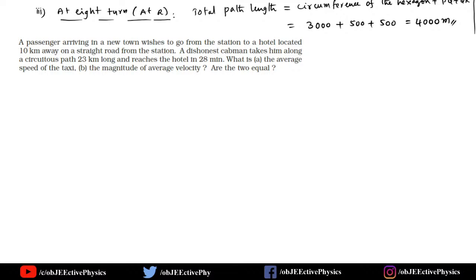A passenger arriving in a new town wishes to go from the station to a hotel located 10 kilometers away on a straight road from the station. A dishonest cabman takes him along a circuitous path 23 kilometers long and reaches the hotel in 28 minutes. What is the average speed of the taxi and the magnitude of average velocity? Are the two equal?